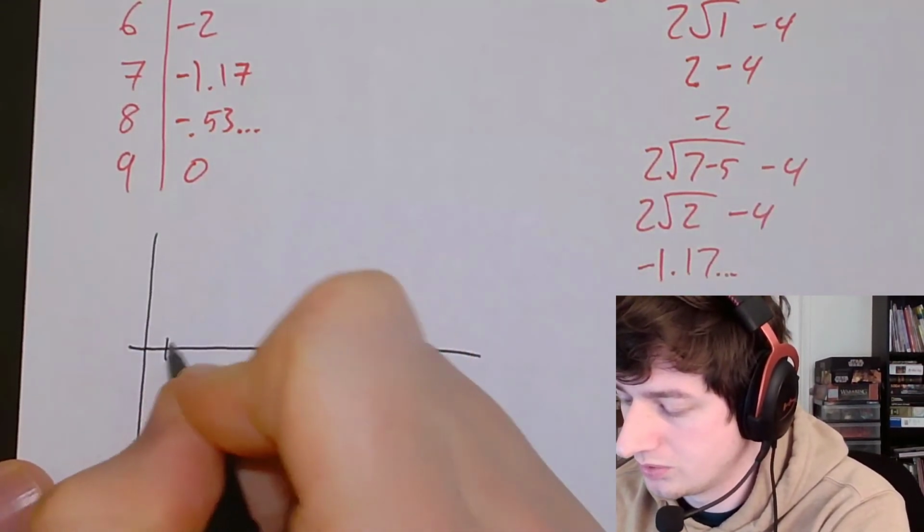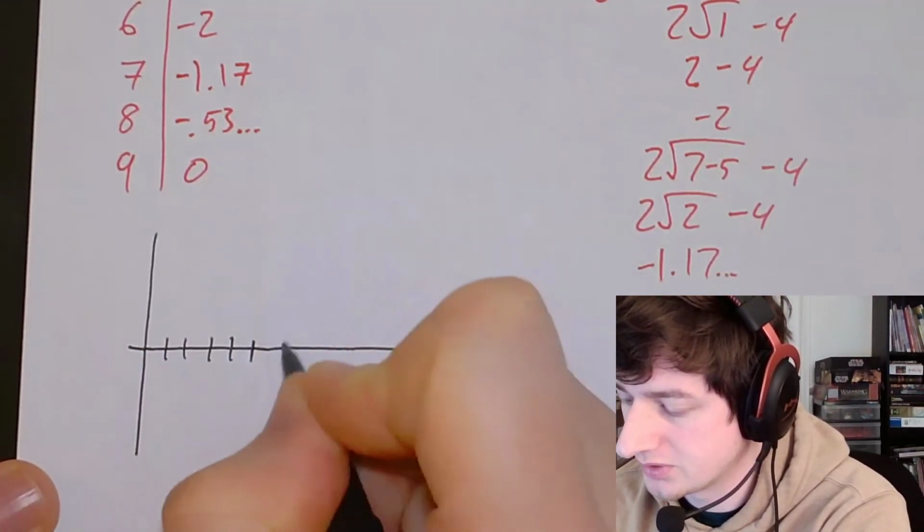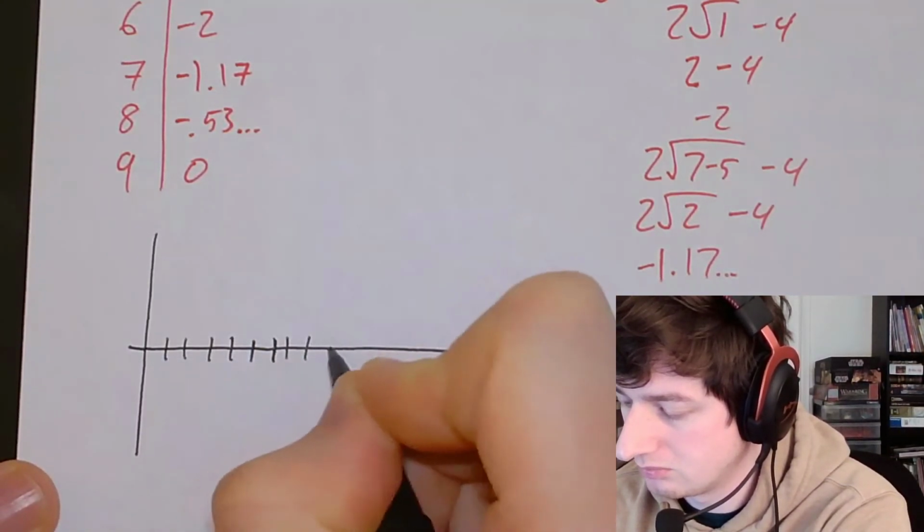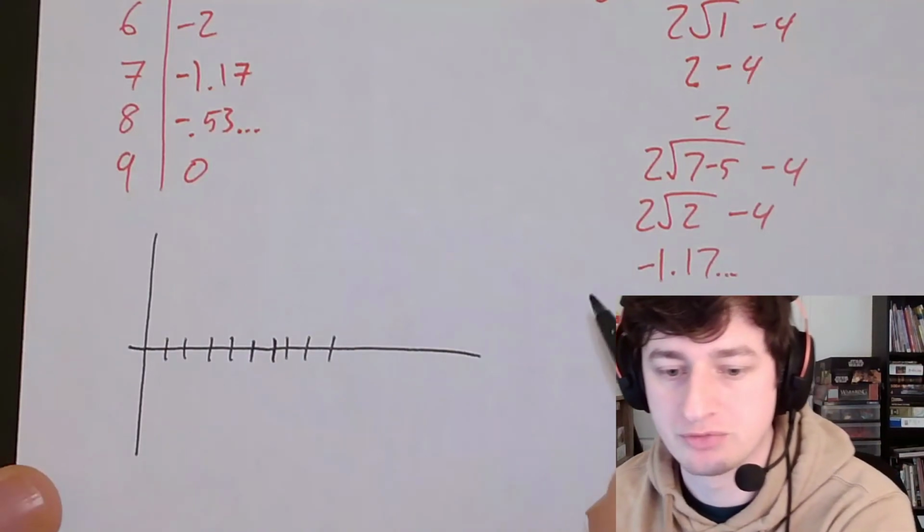So 1, 2, 3, 4, 5, 6, 6, 7, 8, 9, I guess. Those aren't perfect, but whatever.